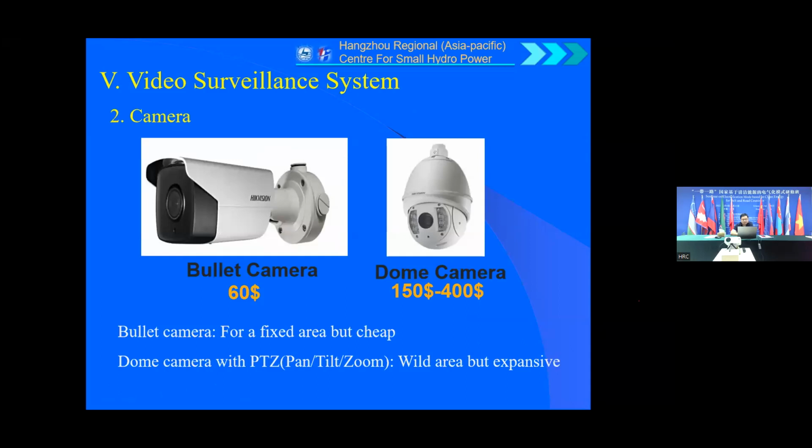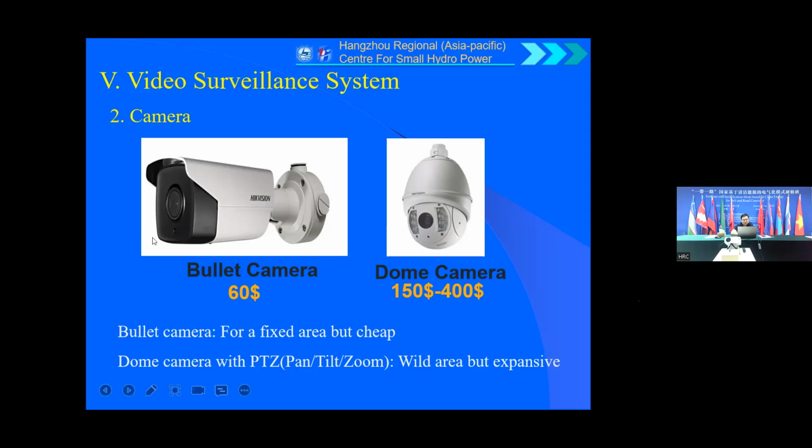There are two kinds of cameras widely used. First is the bullet camera, and the second kind is the dome camera. The bullet camera can be used for a fixed area, and it's cheap. And the dome camera with PTZ can be used for a wide area, and it's very expensive.